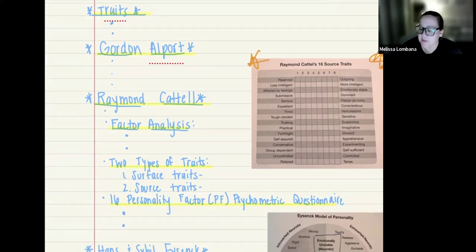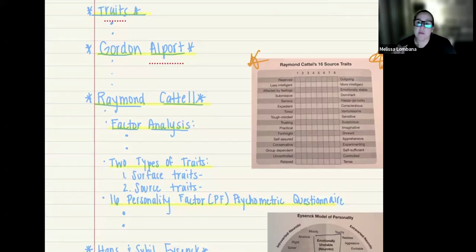Now, what is factor analysis? You need to know this. Factor analysis is a statistical procedure used to identify clusters of items. They analyze multiple variables that are correlated with one another, these items, and then identify how those correlations connect with each other. Okay, make sure to write this down. It allowed them to connect the different traits into clusters.